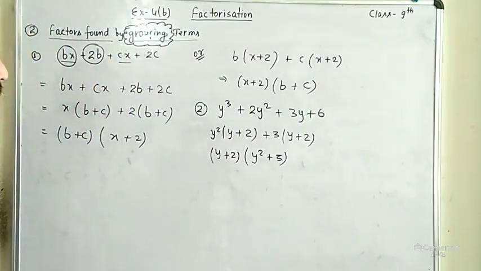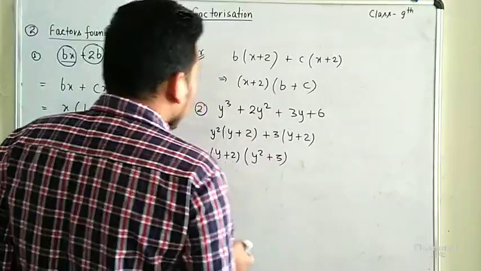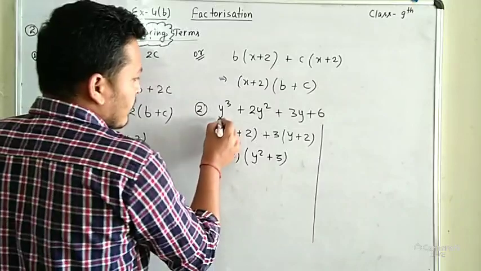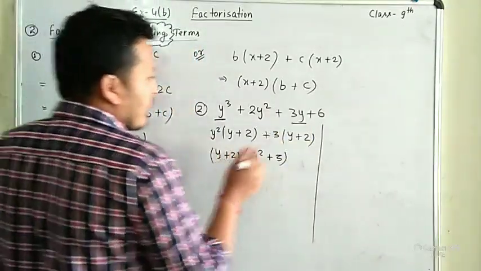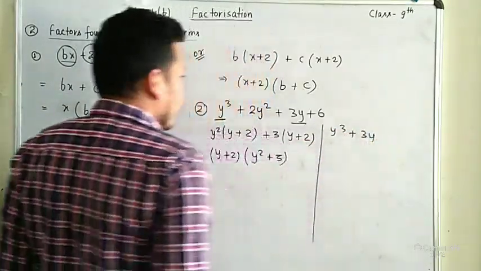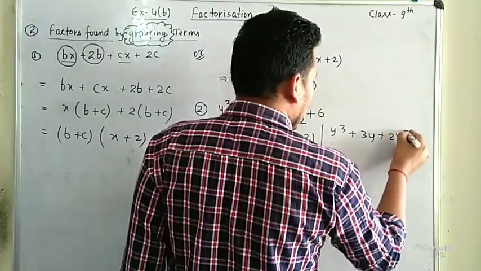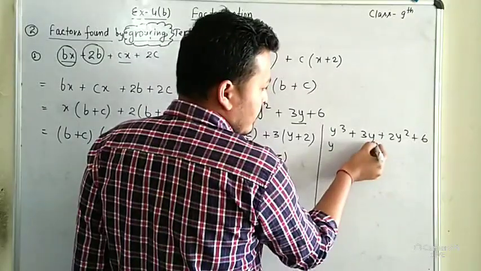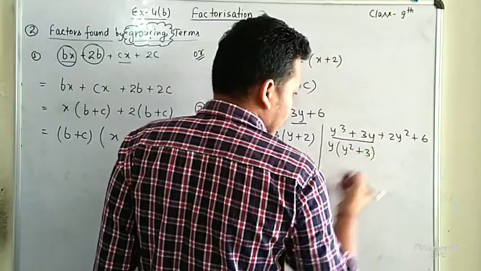If you want to check, solve it by another method. Let us take another grouping: y cube and 3y. What is common? This is the second method: y cube plus 3y, rearranging the given terms, then plus 2y square plus 6. Now y is common in the first two terms, leaving y square plus 3.